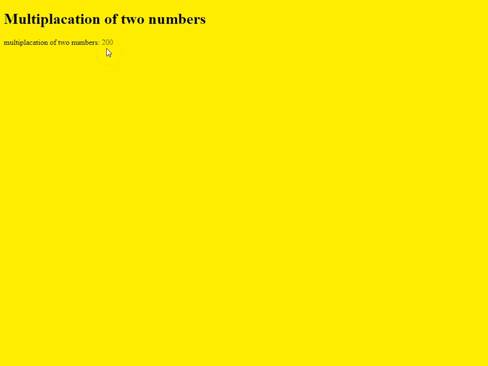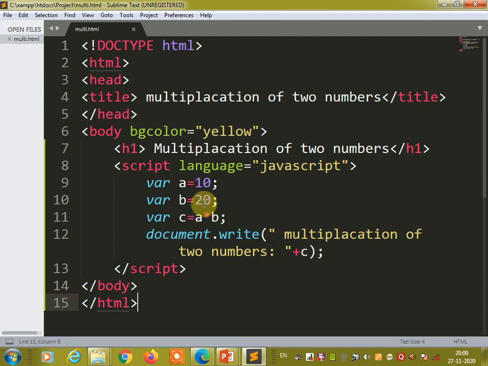Multiplication of two numbers is 200. So the result you got is 200 because 10 multiplied by 20 is 200. So this is the correct output you got.